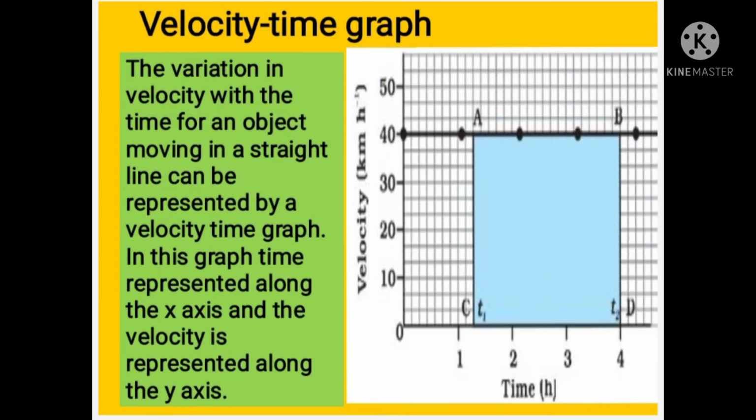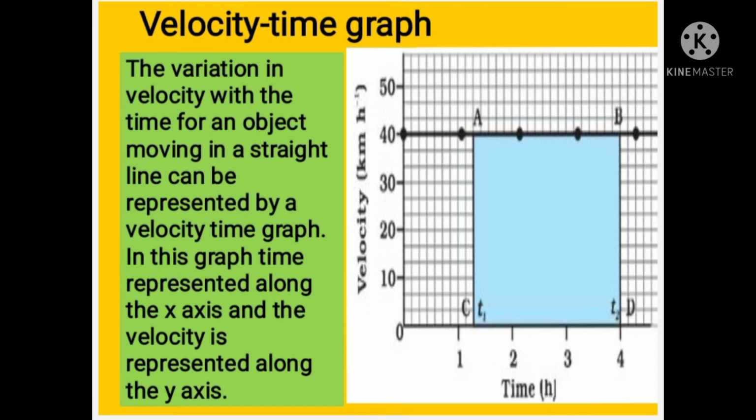Our next topic is velocity time graphs. The variation in velocity with time for an object moving in a straight line can be represented by a velocity time graph. In this graph, time is represented along the x-axis and the velocity is represented along the y-axis. If the object moves at uniform velocity, the height of its velocity time graph will not change with time, as shown in the figure. It will be a straight line parallel to the x-axis.